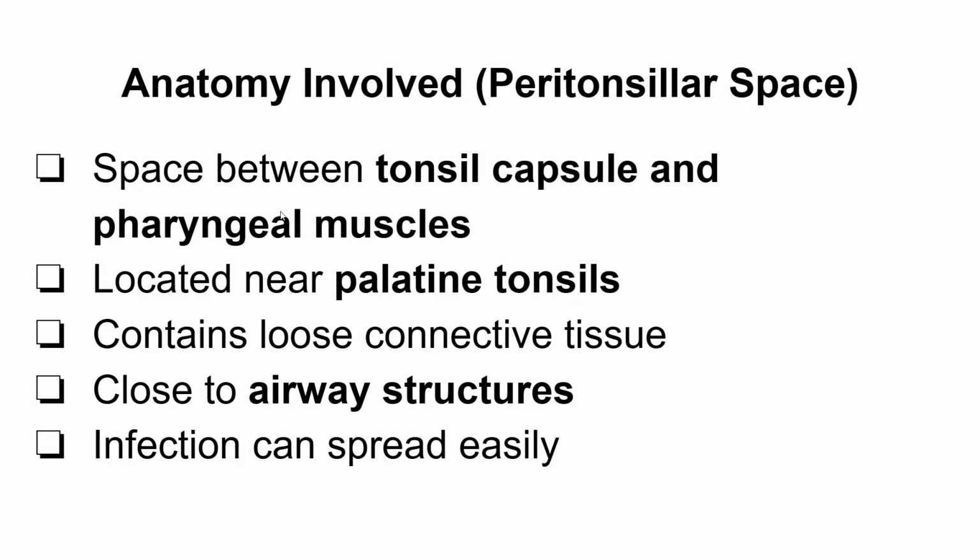Anatomy involved: the space between the tonsil capsule and the pharyngeal muscles is called the peritonsillar space, and the pus is formed and collected in this peritonsillar space. It is located near the palatine tonsils, which are formed with loose connective tissue, and it is close to the airway structures. That is the reason the infection can easily spread.